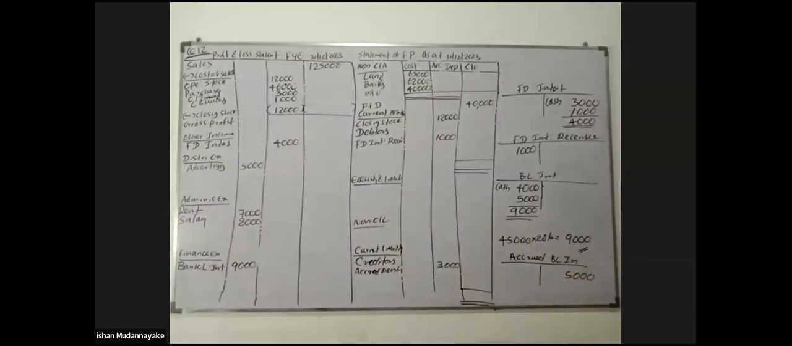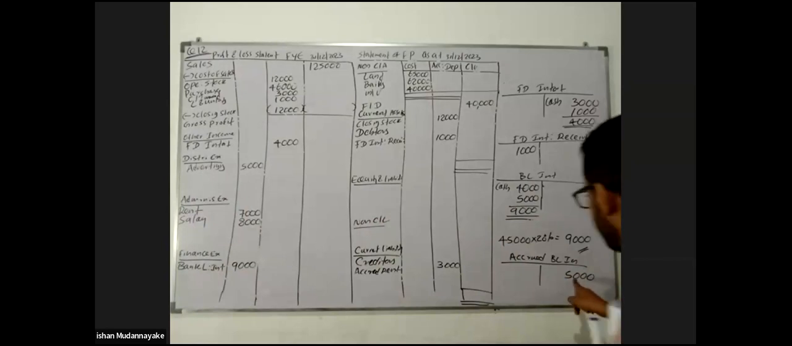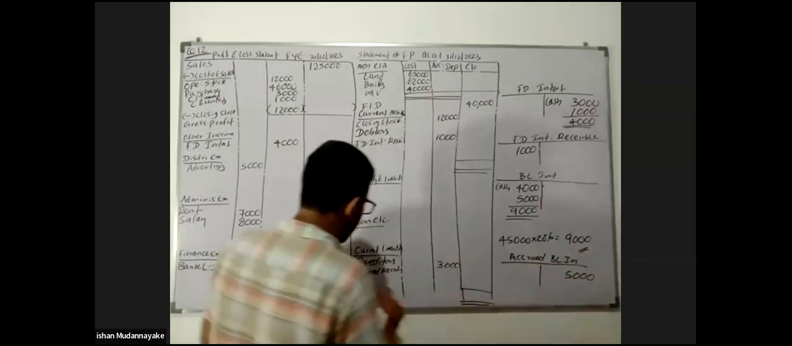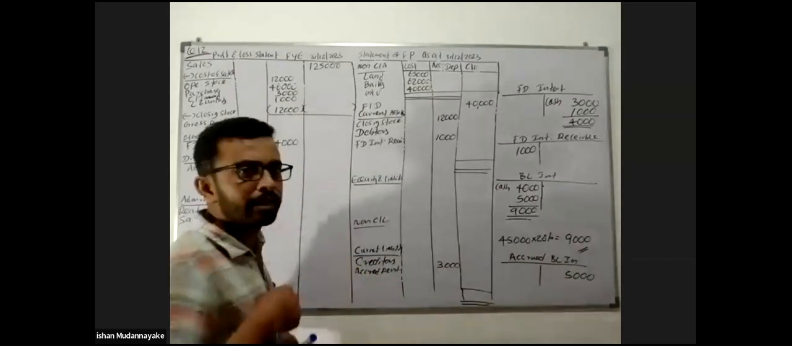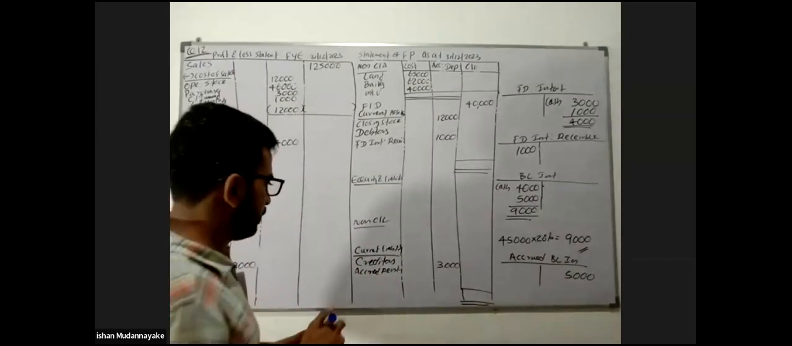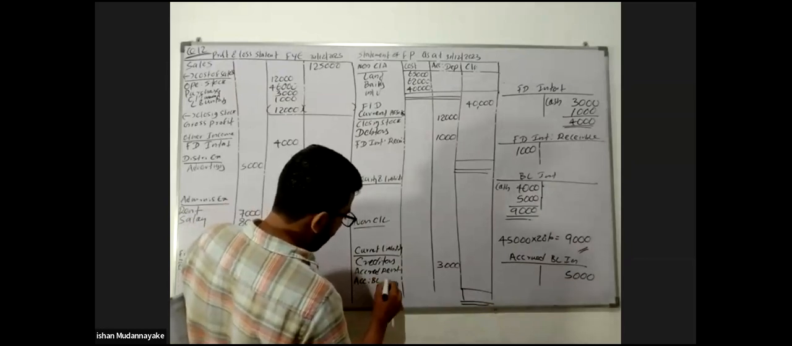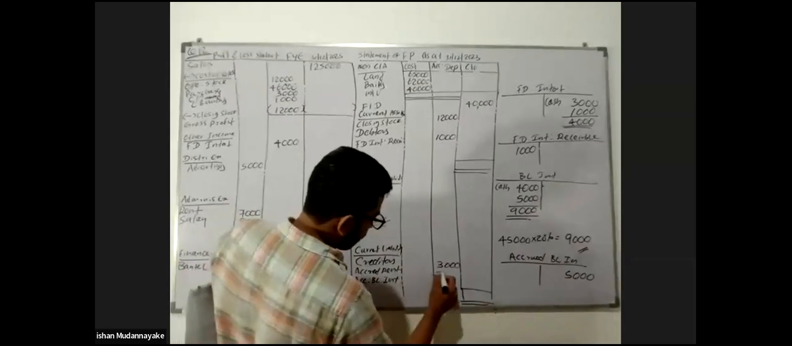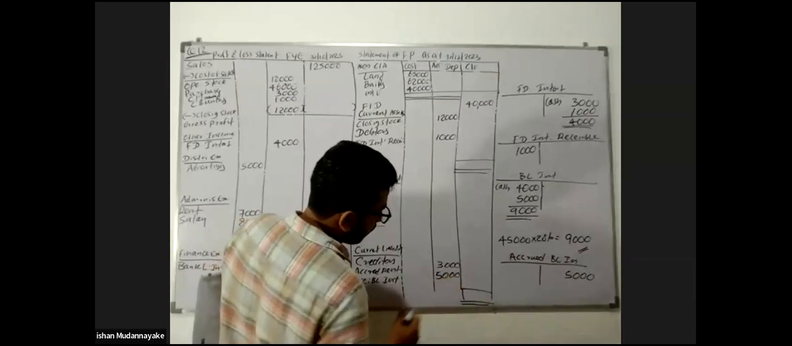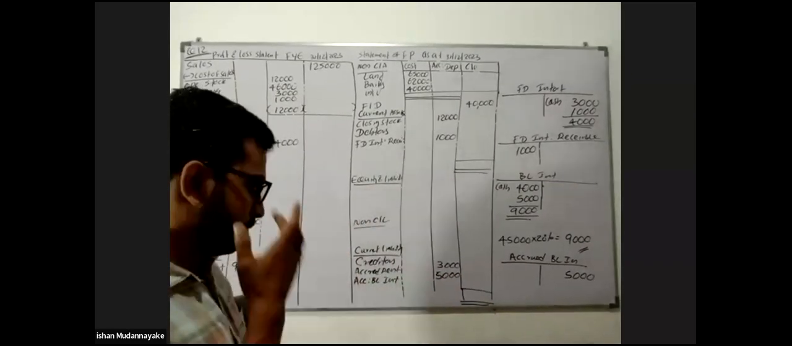Bank loan interest 9,000. And then this 5,000 payable should be recorded under current liability. Under current liability, write down accrued bank loan interest 5,000.